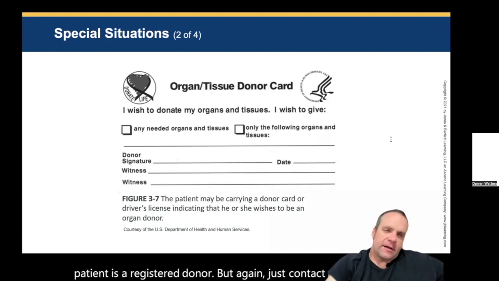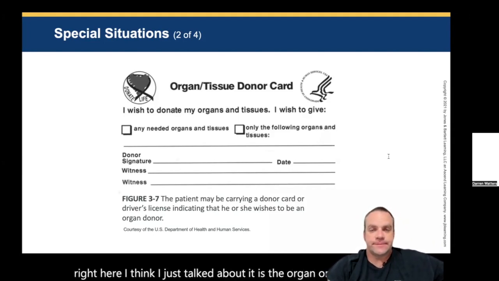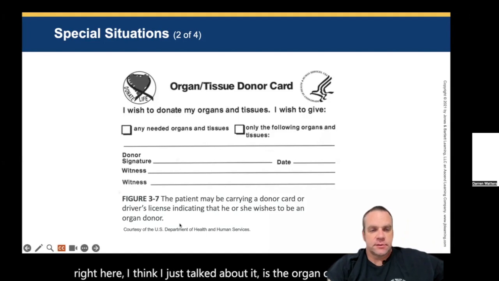And then again, right here, I think I just talked about it, is the organ or tissue donation card that you might also find in the wallet. Next one.